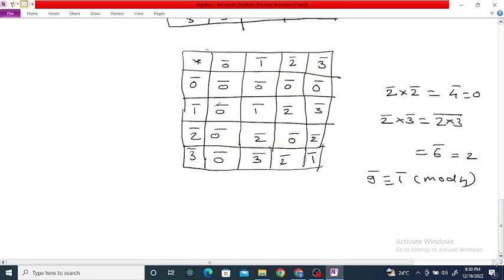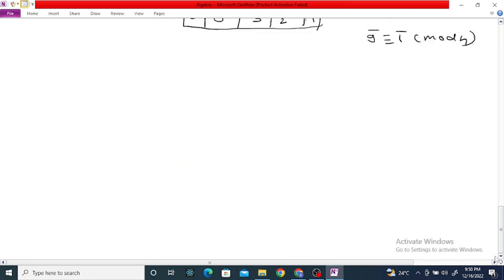Now next example. Let f be a function from the real number set to the real number set, that is, a real valued function defined as f of x is equal to thrice x plus 4. We want to check whether f is invertible.